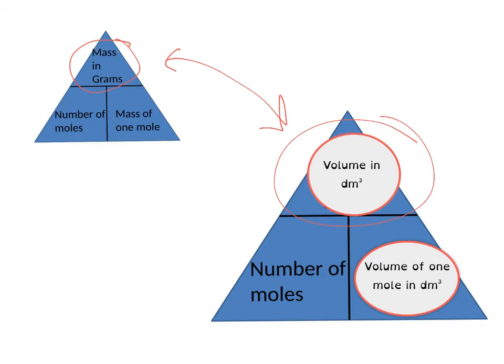But what is in the same formula is number of moles. So if you can find the number of moles from the triangle involving mass in grams, you can then transfer it to this one and find the volume using our 24 decimetres cubed. So let's see how we would do that.